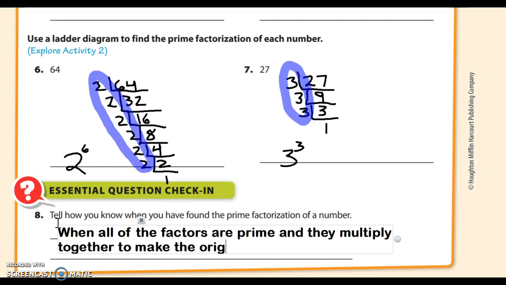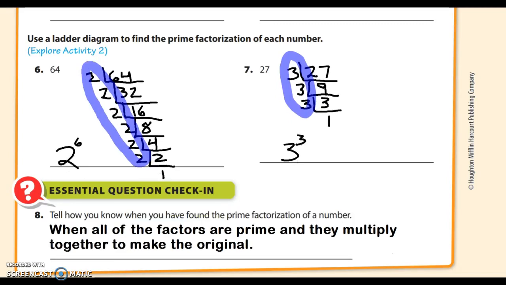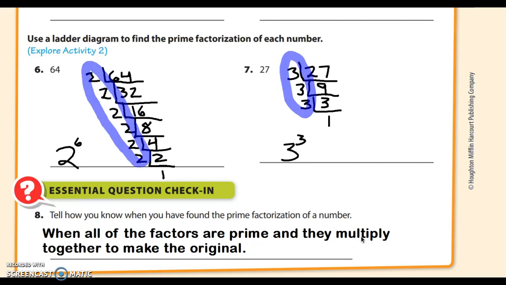So 2 things have to happen. They all have to be prime and the calculations have to be correct. It'd be one thing to get all prime numbers, but if you made a computation error, then it would be invalid. So, okay, great job. You're done with page 246.